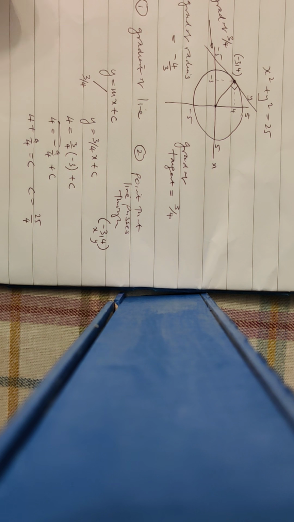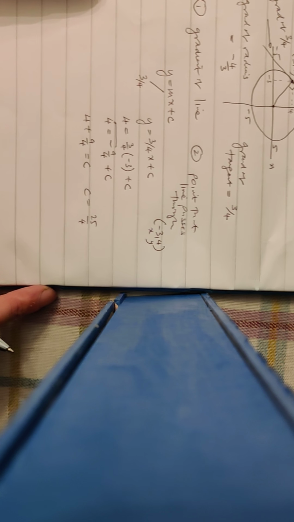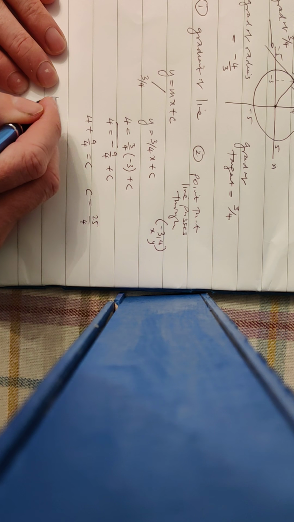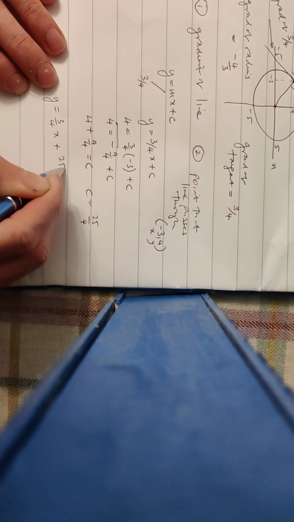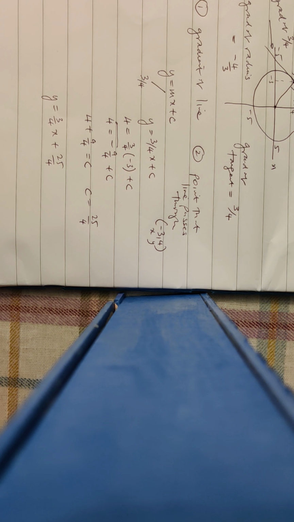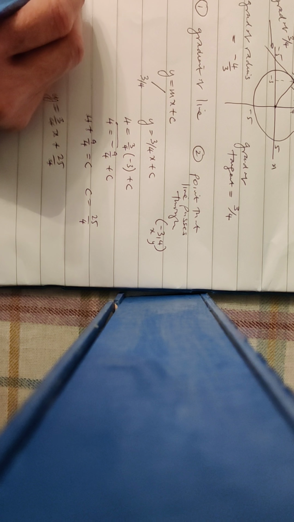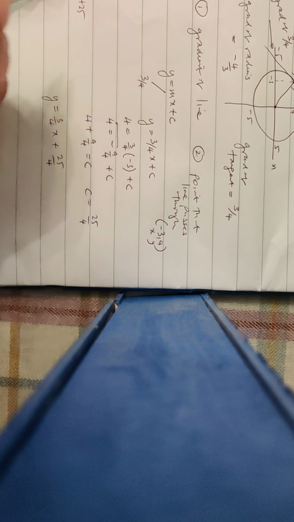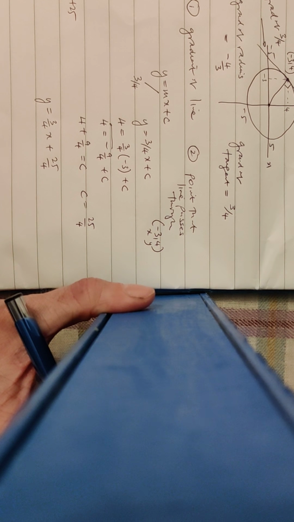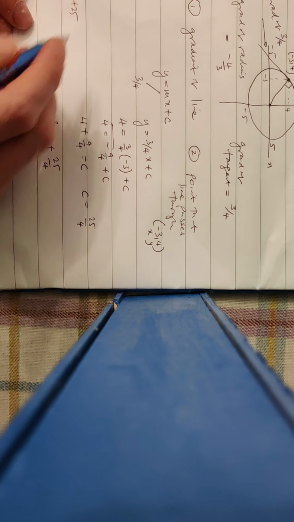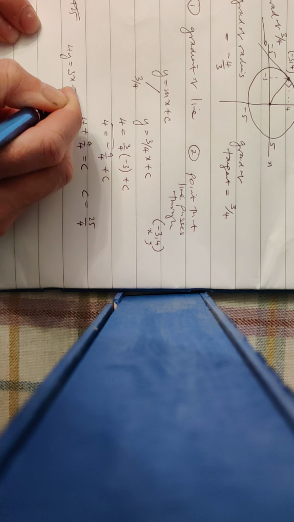So I know m is 3/4 and I know c is 25 over 4. So I can write now the equation of the tangent is y equals 3/4 x plus 25 over 4. Now, if you look at the answer they're looking for, it is 4y equals 3x plus 25. Okay? So write that on the side here. You can't see that on the camera. It's 4y equals 3x plus 25.